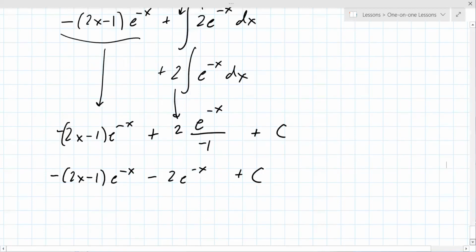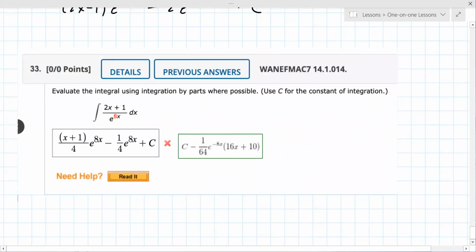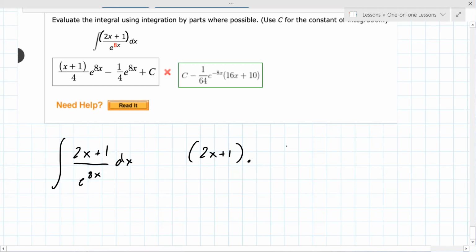All right. So we could have just done this example because you're gonna say, oh, it's the same, because it is. This integral up here can be rewritten. The integral of 2x plus 1 over e to the 8x dx. First thing I want you to see is that this can be written as 2x plus 1 times 1 over e to the 8x. And there's a property over here. If it's 1 over e to the x, this equals e to the minus x.